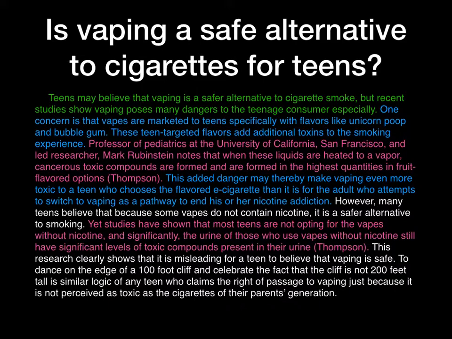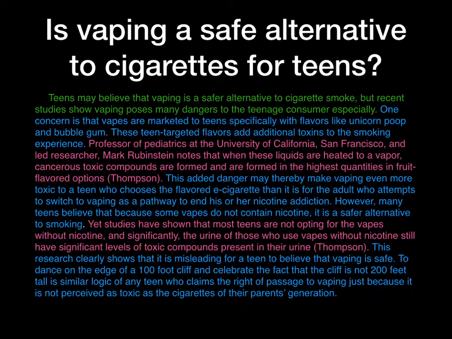My next example is shown here in pink. It says, yet studies have shown that most teens are not opting for the vapes without nicotine, and significantly, the urine of those who use vapes without nicotine still have significant levels of toxic compounds present in their urine. I have purposefully used the logos in this example to refute the argument that vapes without nicotine are a safer alternative. Number one, they aren't smoked as frequently as the nicotine vapes. And number two, vapes with and without nicotine are both significantly toxic.